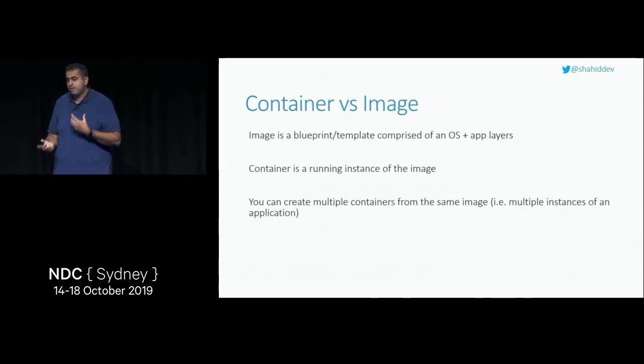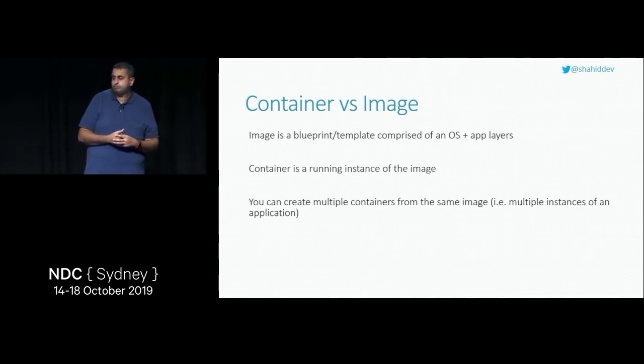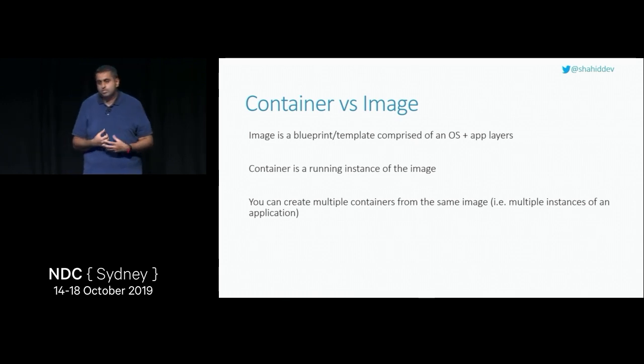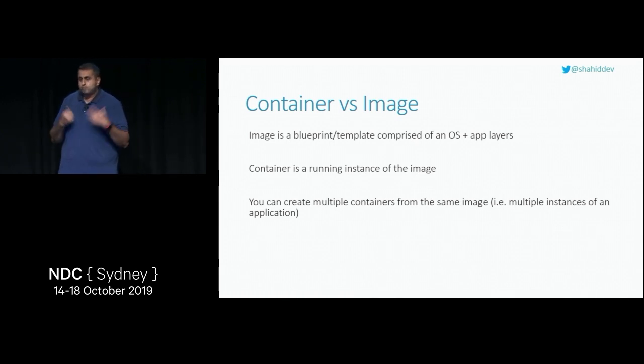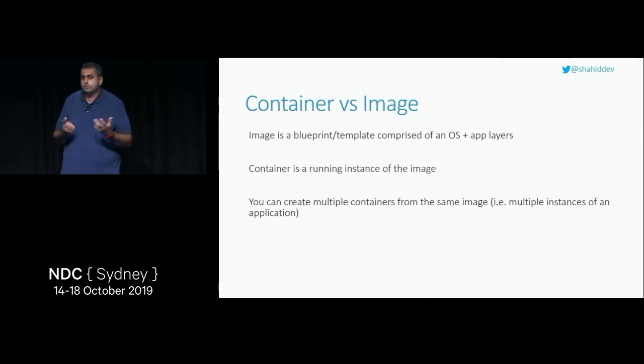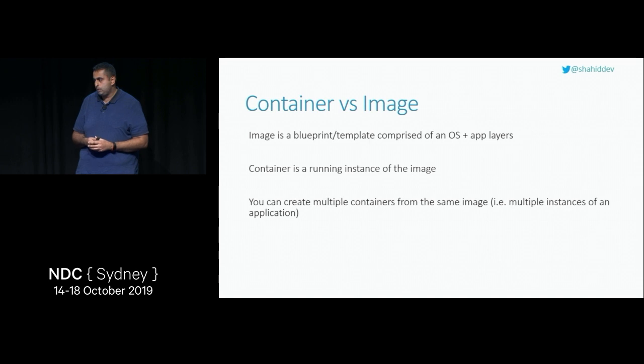So far, I've been talking about containers and images, and we've been sometimes switching between them. So what's the difference? Well, the image is the blueprint. So image is your template. So for developers out there, the image is your class, okay? And the container is a running instance of that image. So you can create multiple containers from a single image. And that's what you would typically do if you wanted to scale out your application, for example.